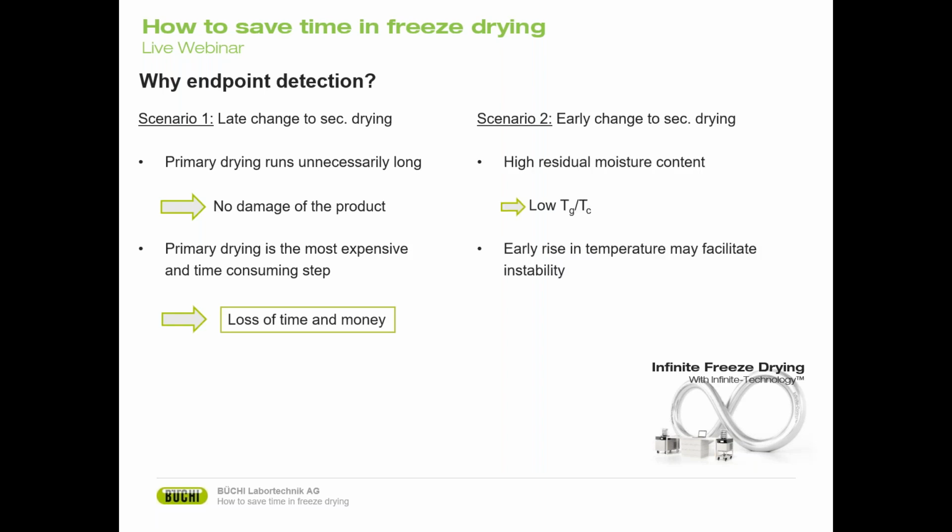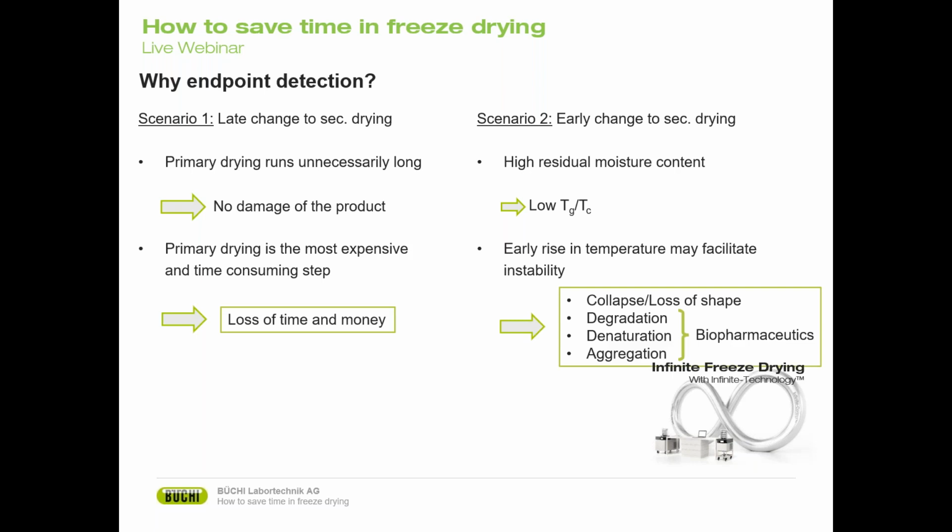Now, the opposite is scenario 2. We have an early change to secondary drying. That means we still have a high residual moisture content in our sample, which usually results in a lower glass transition temperature and lower collapse temperature as well. In general, we have a higher molecular mobility in our sample. Since we usually use freeze drying as a drying technique with a low molecular mobility, this usually facilitates some instability in most samples. For example, we might have a collapse or loss of shape, or when we talk about biopharmaceutics, typical instabilities here would be degradation, denaturation, and aggregation.